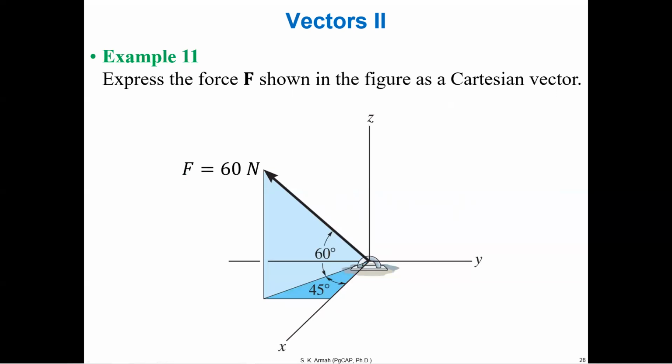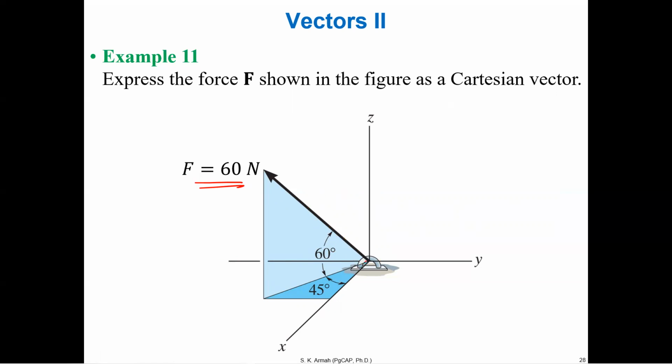So in this example, let's see what is given. Have you seen it? The magnitude of the force is given as 60 newtons. The force is in space, and if one looks at it, it's on the negative side of y, the positive side of x, and the positive side of z.